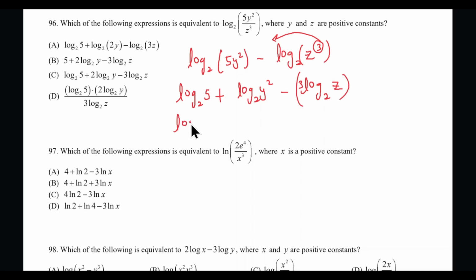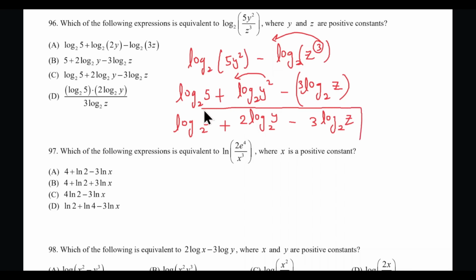So this will look like log of 5 with base 2. Likewise, this 2 is going to jump out. So 2 log of y with base 2 minus 3 log z with base 2. So this is going to be option B. That should be our final answer. Sorry, not B, right?